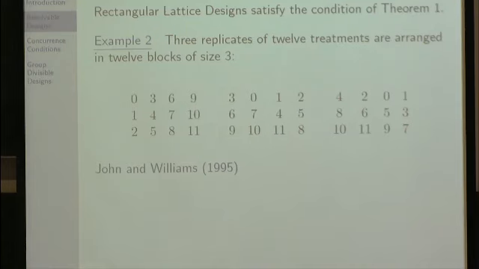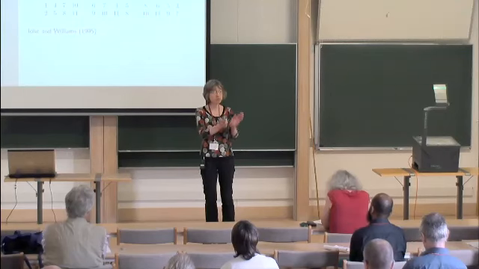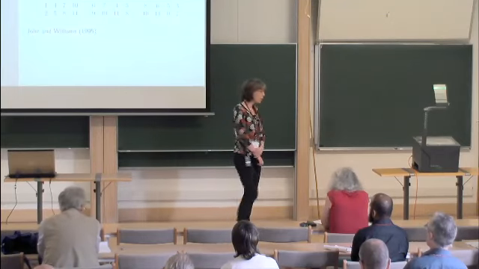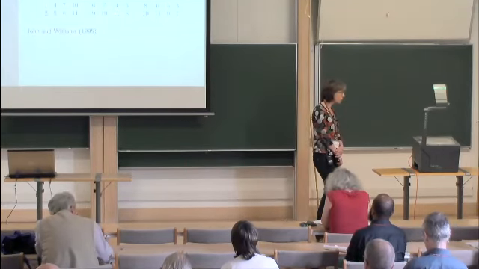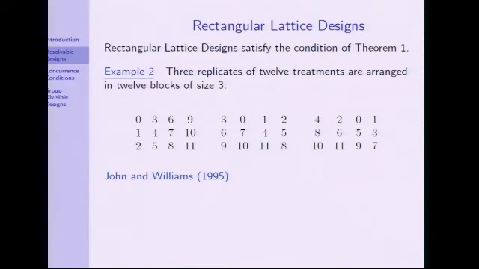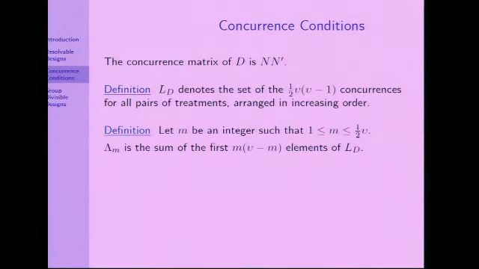So that theorem is based simply on the definition of a design being disconnected. So we put a subset of treatments in this set of blocks and the remaining treatments in that set of blocks. What I'm going to do in the remainder of the talk is look at conditions on the concurrences between the treatments. So the concurrence matrix of my plan design is N N transpose.